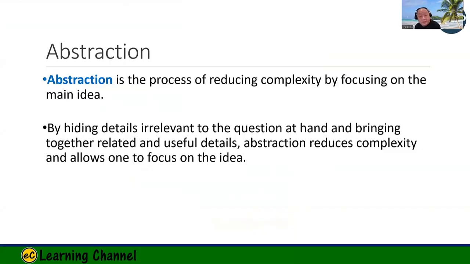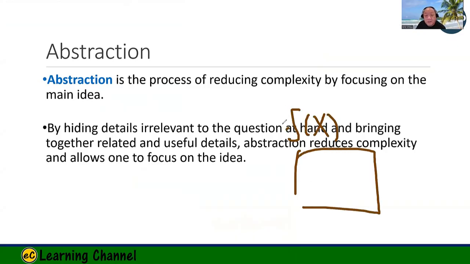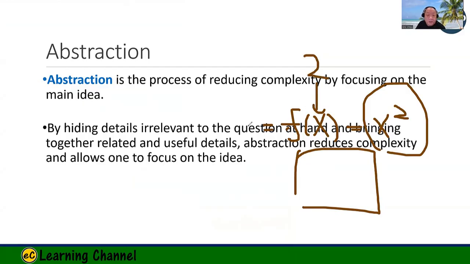So abstraction is the process of reducing complexity, focusing on the main ideas. Let's assume that you have a function. This function is called f of x equals x squared. I don't care how you calculate the square, but I give you the x and you need to give me the square. So I give you 2, the result would be 4. Then this is called abstraction. There is a function, the square function. Is that okay?